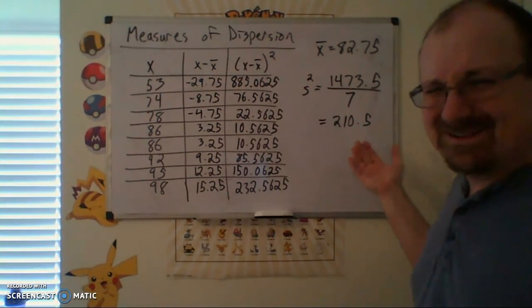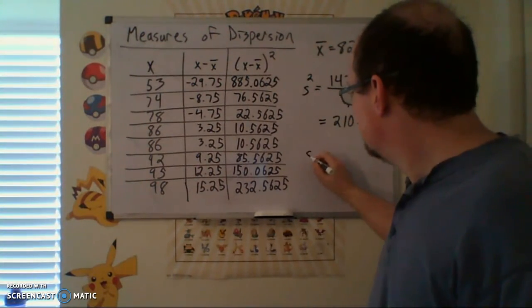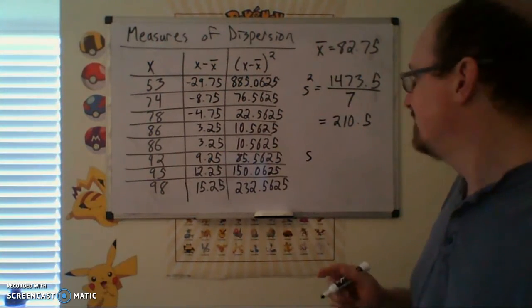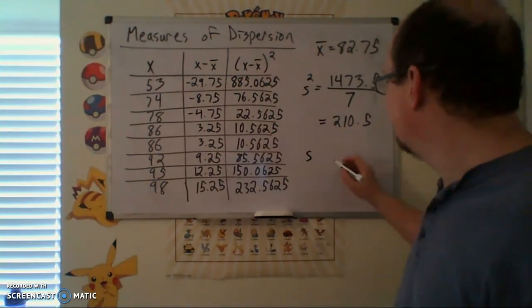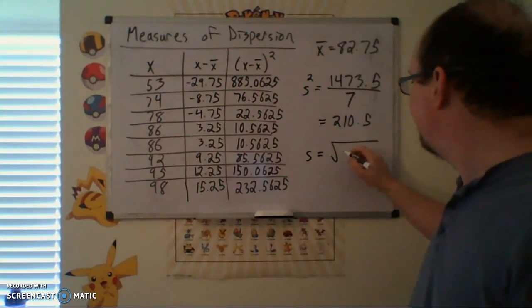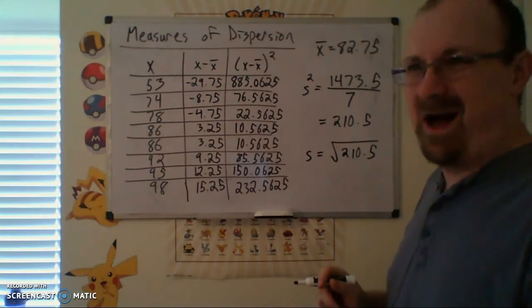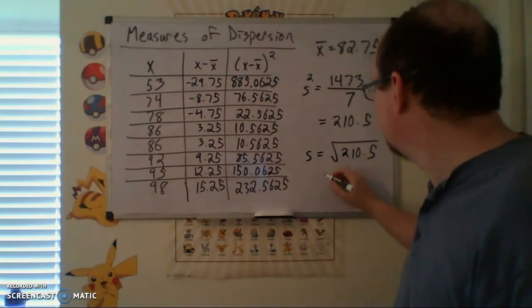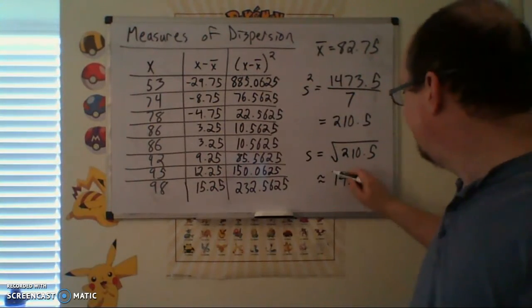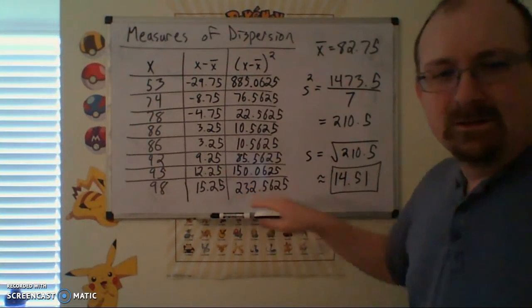But I said before, the variance is really just a stepping stone for us. We really want the standard deviation. So standard deviation is typically represented with just an s instead of an s squared, which may point you at what you need to do to get it. Yeah, we take the square root of what we just worked out for the variance. 210.5 sitting under that square root radical, or behind the square root button on your calculator, however it works out. I got a standard deviation of approximately 14.51. All right, so that's our process.